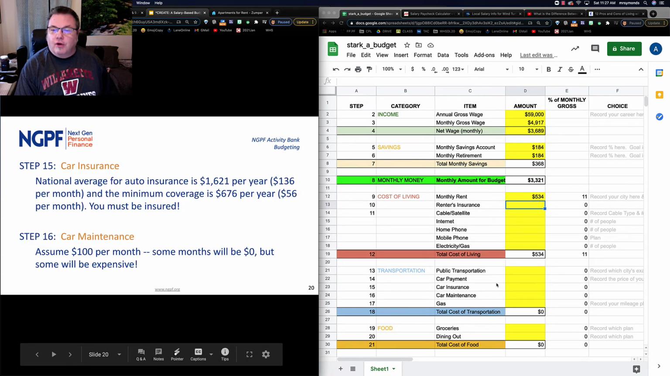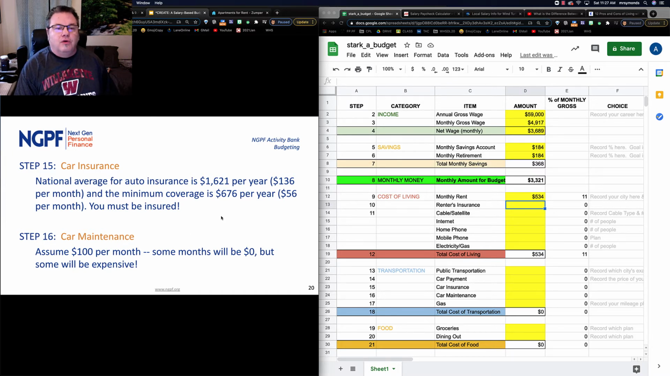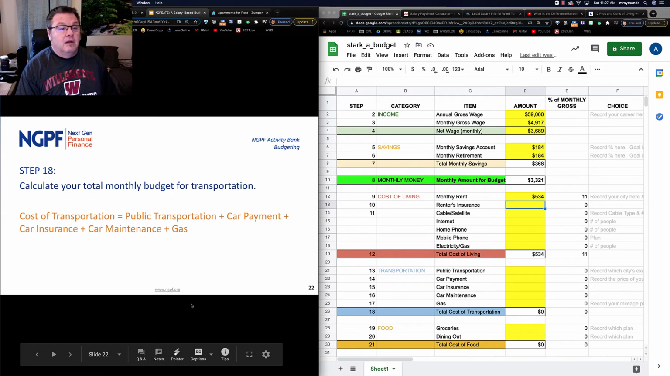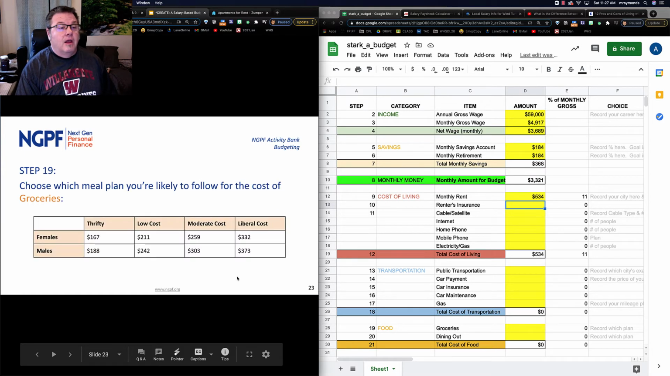National average for auto insurance. I want you to pay the higher amount. I do not want you thinking that you can get minimum coverage for $700 a year. You're not going to be able to at your age. Pay $1,621 a year, $136 a month. That's in car insurance here. And car maintenance in step 16. Gas, how many miles you're going to drive a day, right? And that'll add up for you here.